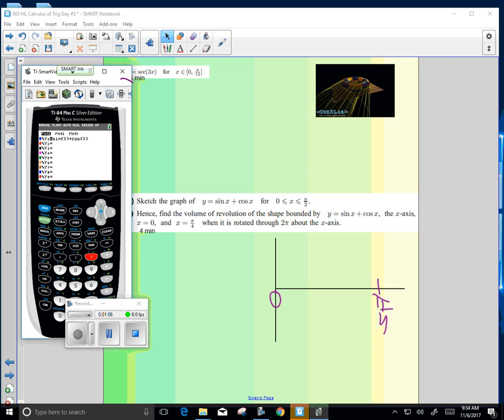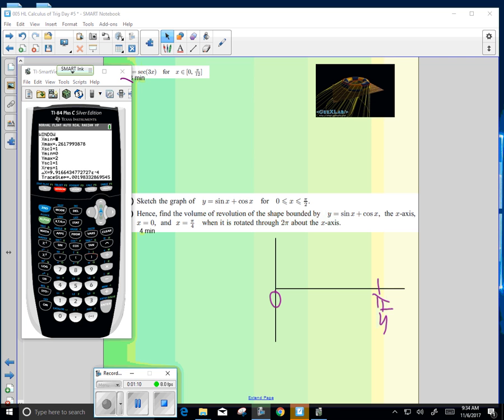Let's see it from 0 to pi over 4. So here we go. 0 to pi divided by 4. And I'm still going to go from negative 3 to 3, just to double check here. And graph it.